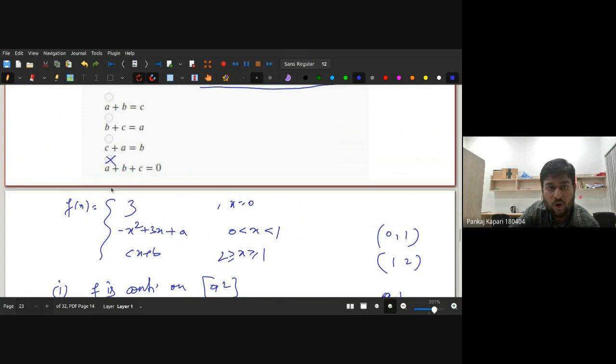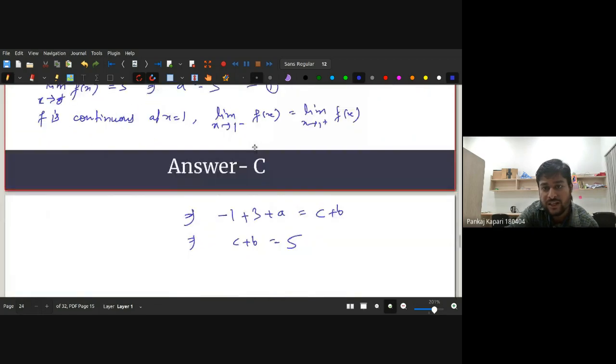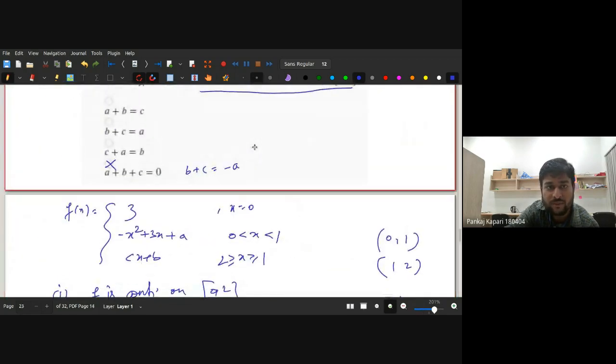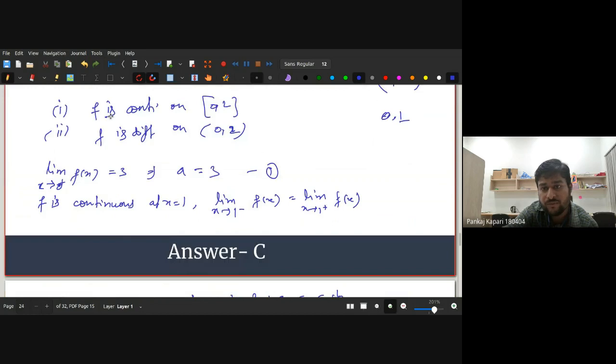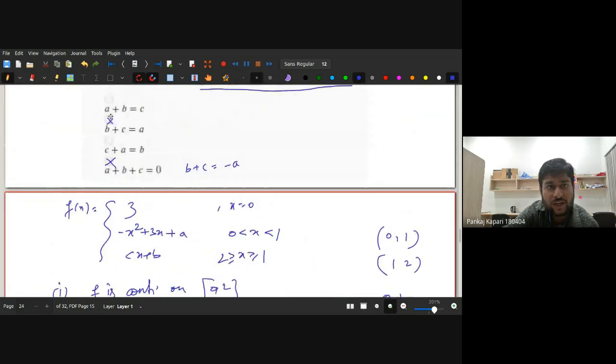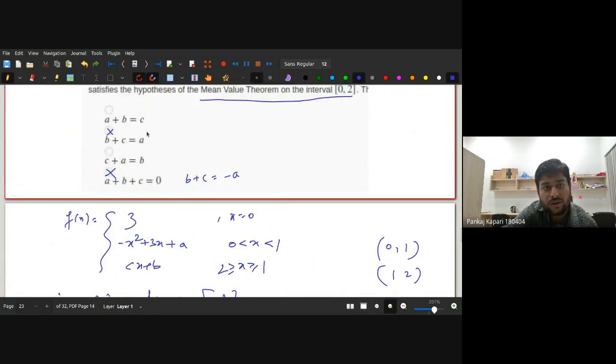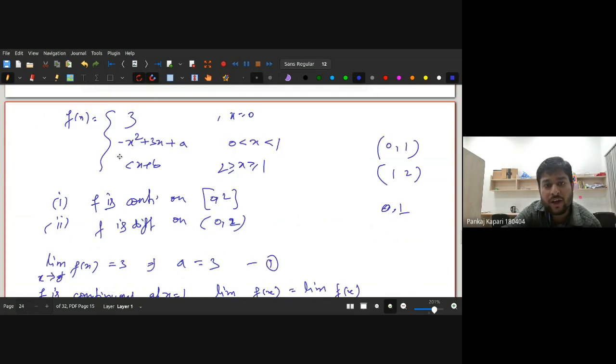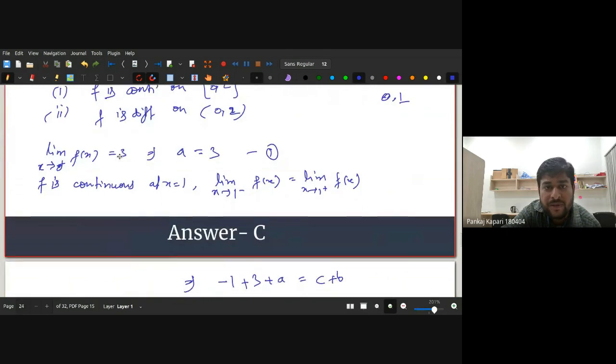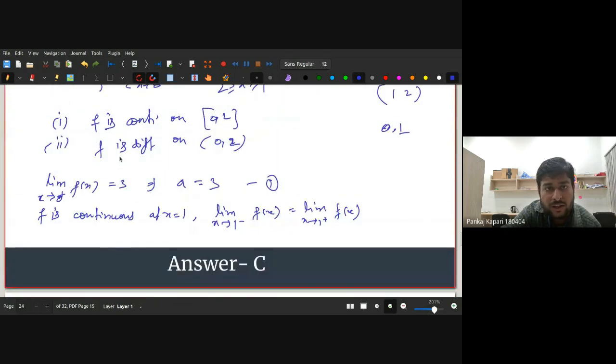This option must be wrong, right? Because it just gives that b plus c or c plus b is minus a, but a is 3. So that is minus 3, but we get 5. So that means this is wrong. Again, this is also wrong because b plus c is 5, that is not equal to a. So that option is also wrong. And the others we cannot verify now, right? We don't have enough information to verify the other two options.